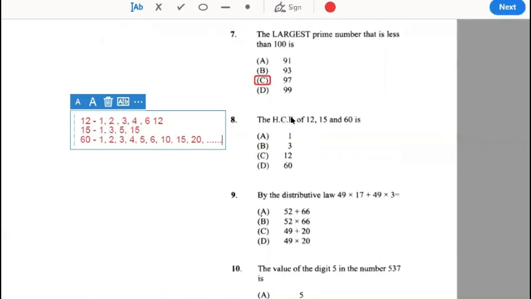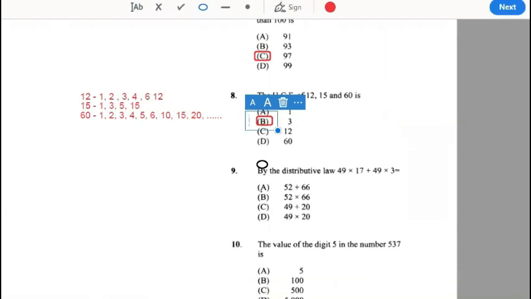What we're looking at is the common factor, the highest common factor amongst all 3 numbers. And the only number that recurs, as you can see, is the number 3. So our answer is B.